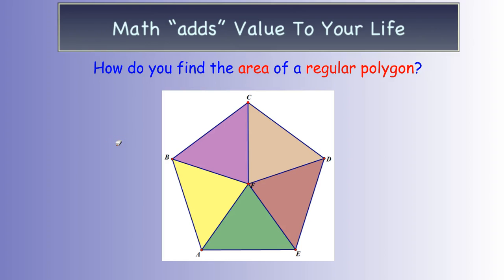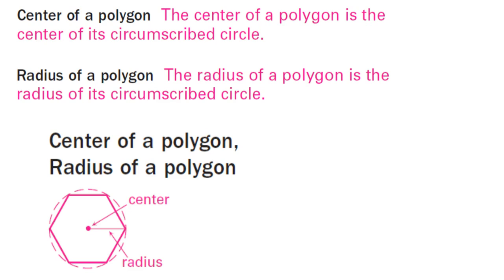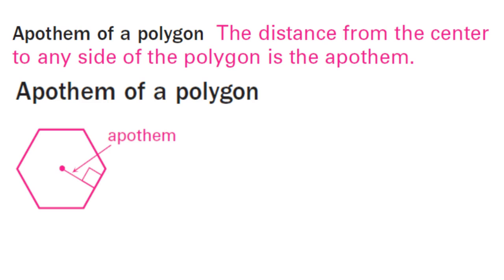Hi, this is our second video in which we're learning about how to find the area of a regular polygon. For example, you see a regular pentagon here. In the previous video, we looked at what a regular polygon is, and we also looked at the anatomy, so to speak, of a regular polygon, the radius, the apothem, and so forth.